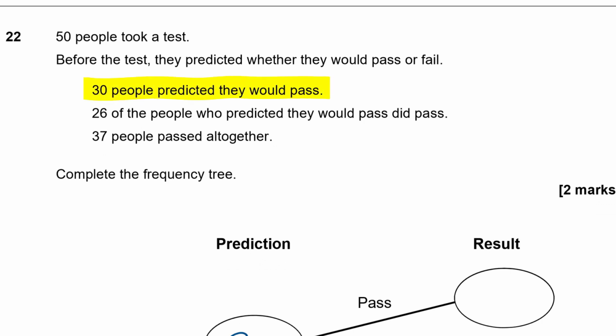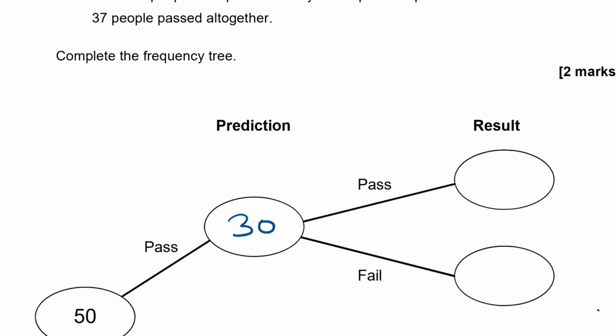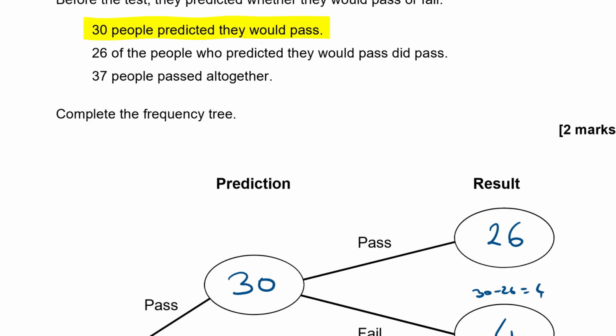26 of the people who predicted they would pass did pass. So out of my 30 people who said they would pass, 26 did pass. So then that means that 30 subtract 26, or 4 of them thought they would pass, but they didn't, they failed. Okay, and it said 30, so we dealt with that one now, haven't we?